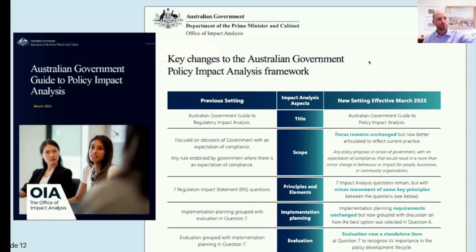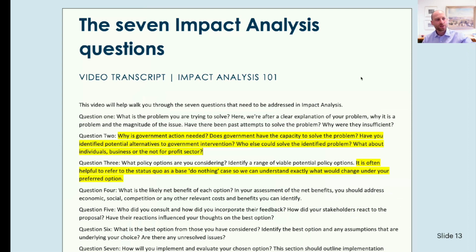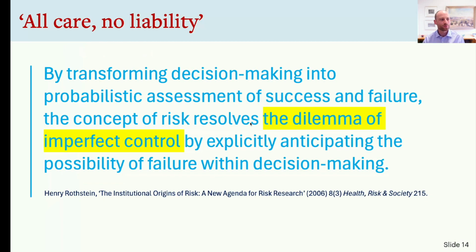You can see that the Policy Impact Analysis Framework involves this kind of mapped out flowchart. And regulators are asked themselves 7 questions, including these 2 that are highlighted. Have you identified potential alternatives to government intervention is question 2. And question 3, it is often helpful to refer to the status quo as a base do-nothing case, and you're effectively justifying doing something at all.